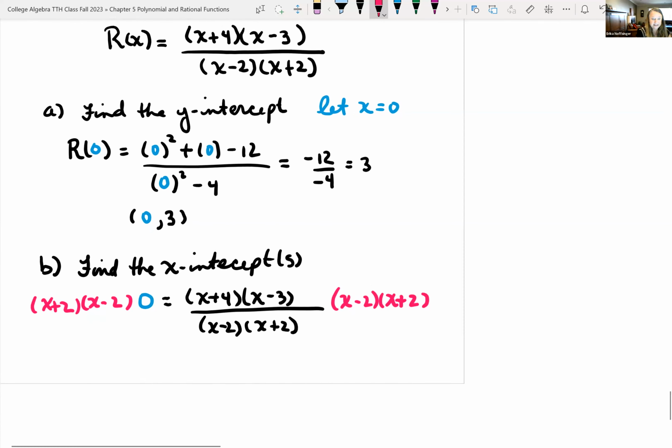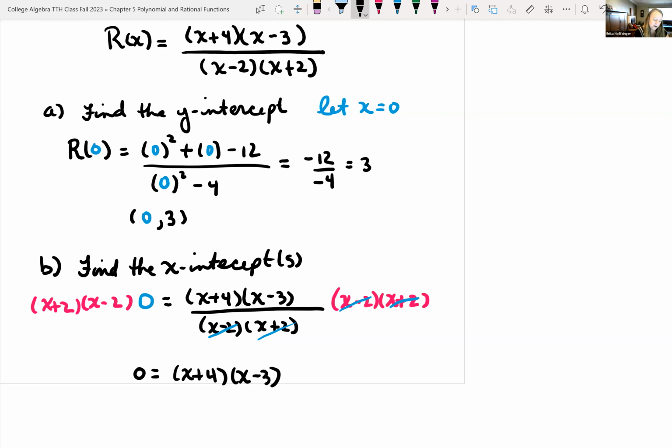So multiplying 0 times (x plus 2)(x minus 2), we still get back 0, is equal to multiplying this on the other side. The whole point was so our denominator would go away, leaving us with just the numerator (x plus 4)(x minus 3).